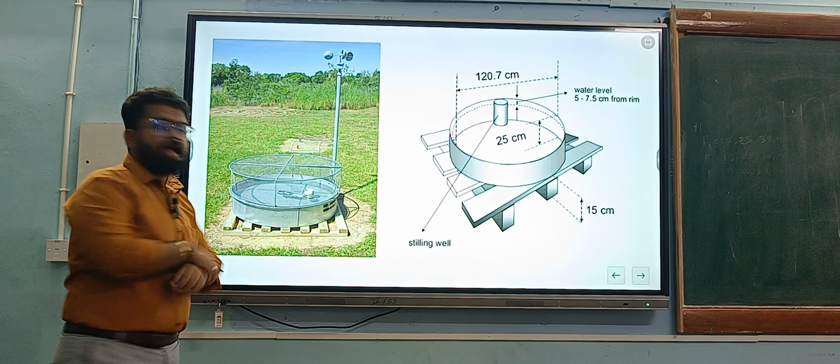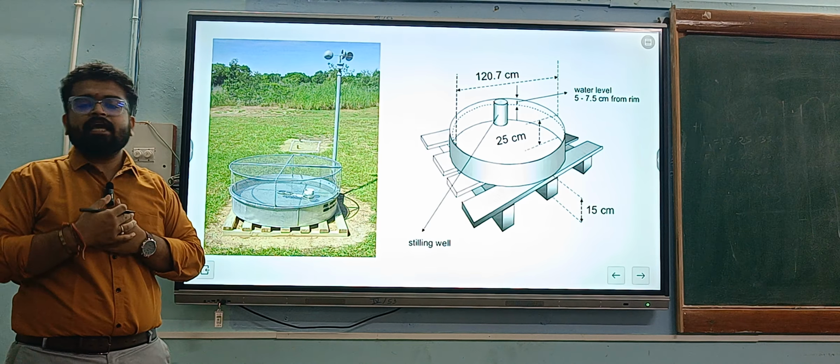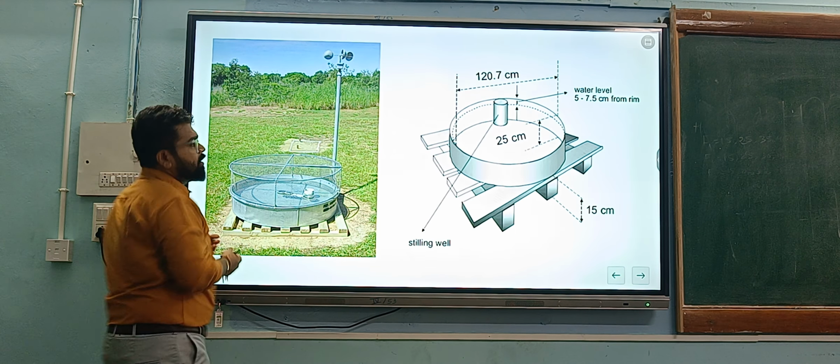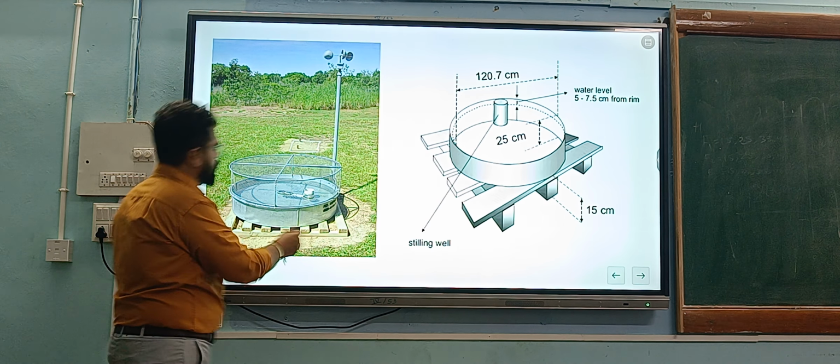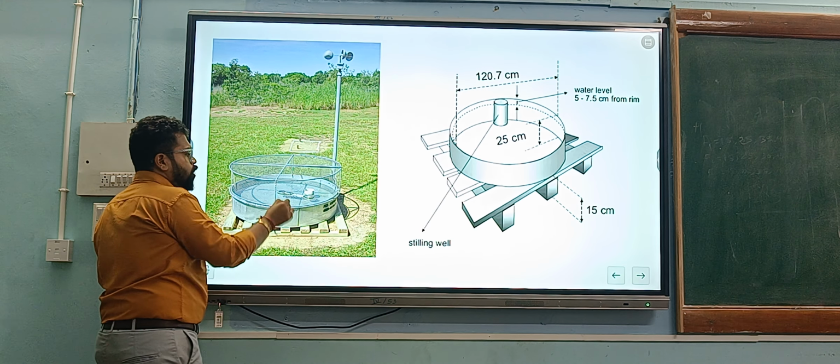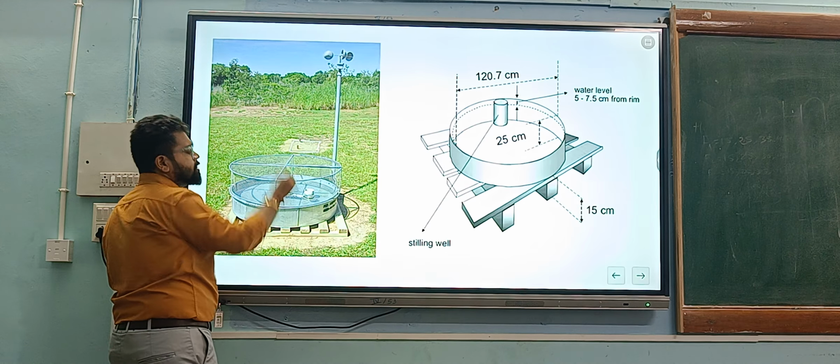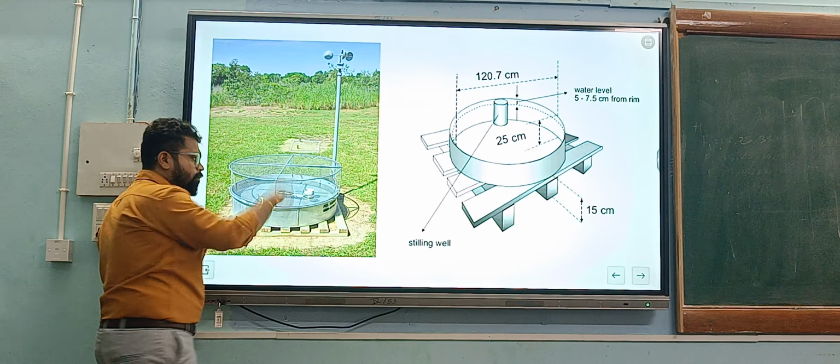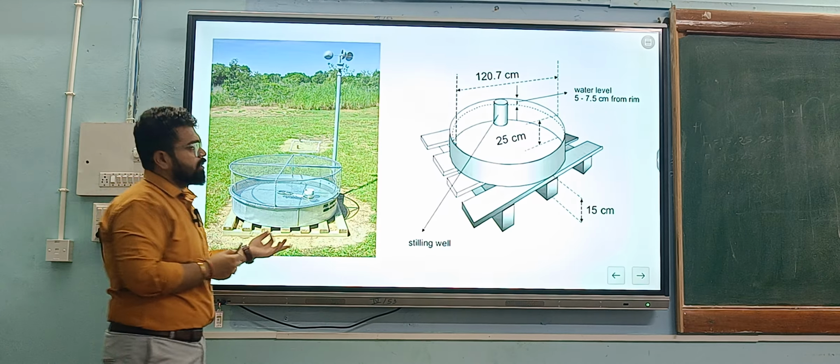This is a standard USWB Class A open pan evaporimeter, which is placed on a wooden platform, where the water level evaporated can be read from a scale present in the stilling well.